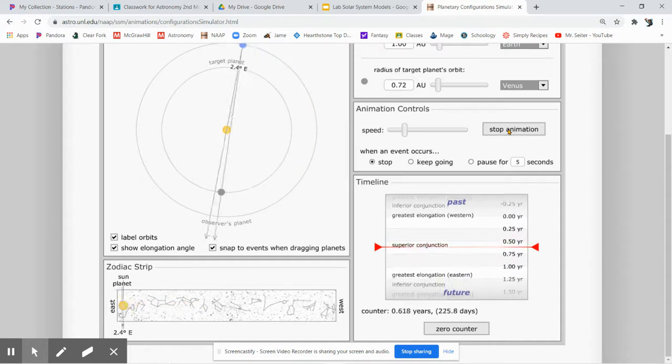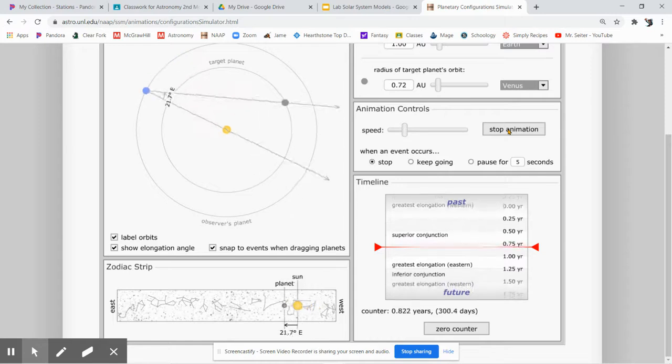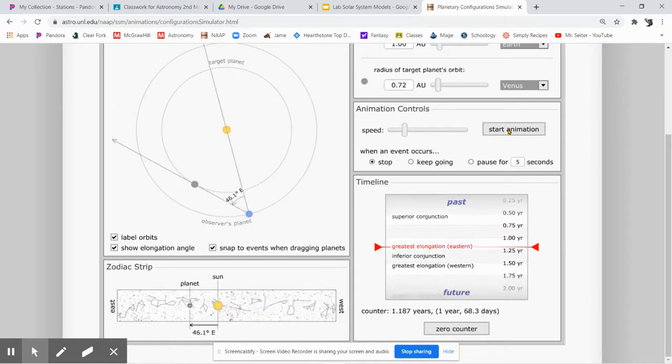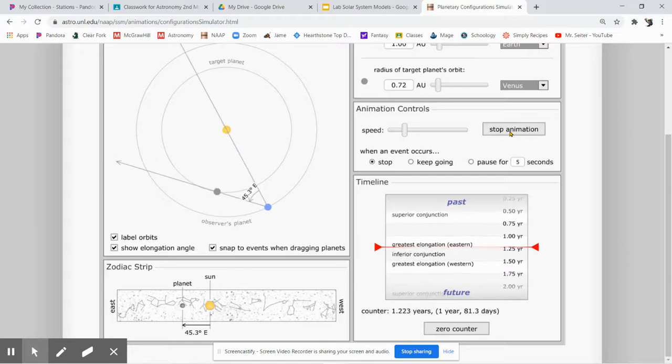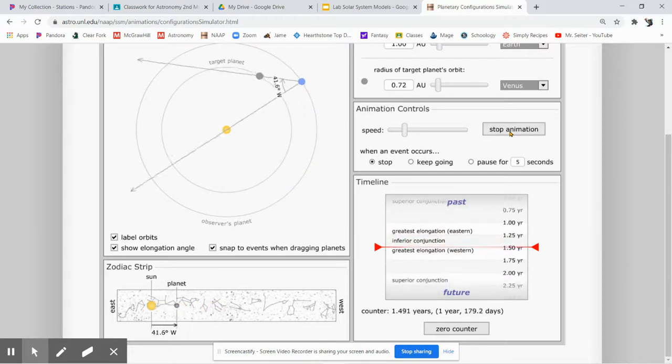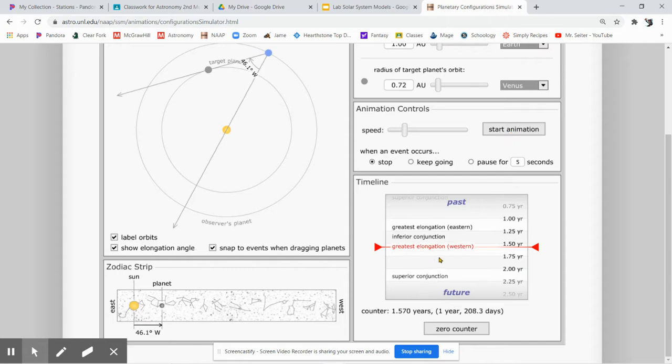Boom. Boom. There's the greatest elongation. You want to see something really cool now. As this moves, as this, oh, it's not going to work here. Never mind. I'll bring it up later. But all right, let's check this out. Boom. Boom. Back to greatest elongation.